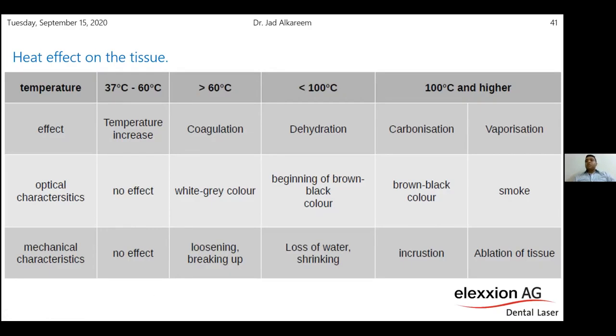Then if the temperature is increased to more than 100, you will have carbonization and vaporization. You will start to see smoke coming out from the soft tissue. You will have a dark brown or black color, and once the handpiece is touching the tissue, you will burn the tissue immediately because you are using extra unnecessary energy. And when you have more energy, you will have more increase in the temperature.